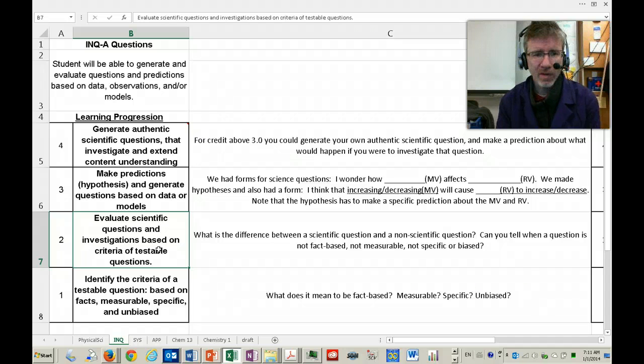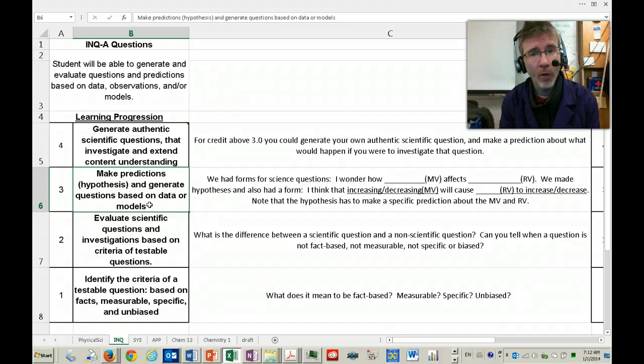Then, once you have a good science question, level 3, you should be able to make predictions, a hypothesis, or hypotheses, plural, and generate more questions, more hypotheses based on the data or on models that you have of that scientific or of that system.